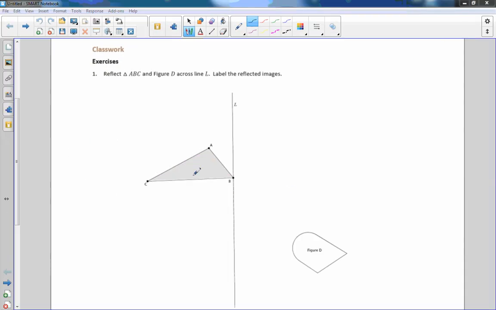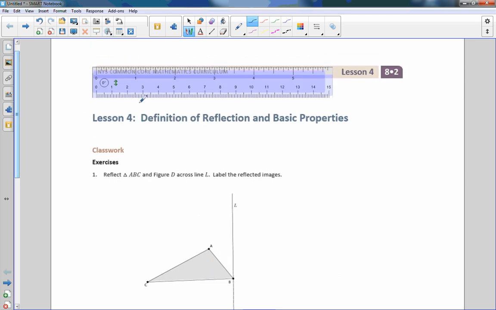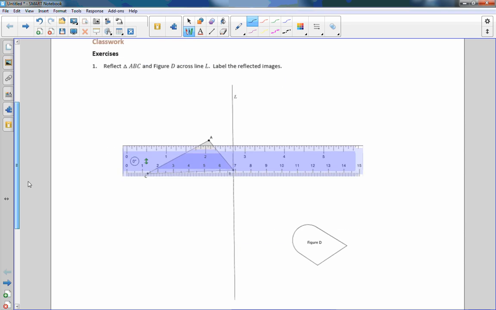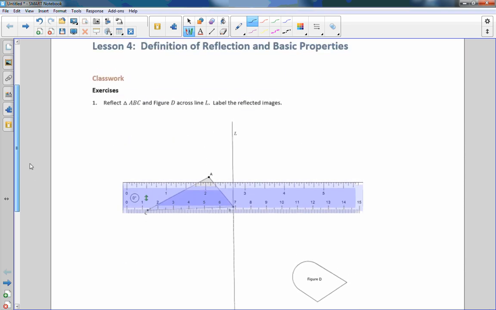Okay, so I'm going to try to do this, and you may have your modules there, and you're trying to figure out, well, how in the world am I going to reflect this? I can't fold my paper and copy it and that kind of thing. So here's a little trick I'm going to show you, and it's going to lead to something that's really important in this unit. And I'm going to draw a perpendicular line, and you may not know what that term means, but the word perpendicular means 90 degrees, two lines that intersect at 90 degrees.